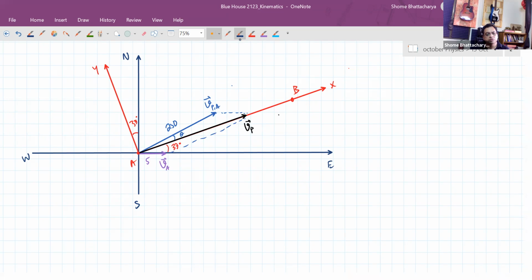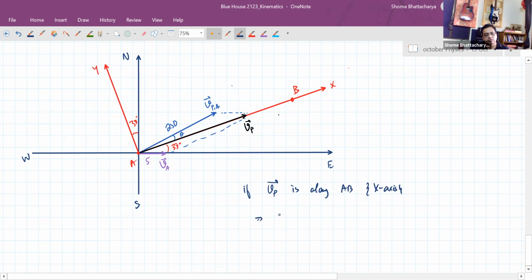Okay. So the simple solution to this is that if this velocity is along AB, that is what we have taken as our x-axis, it implies that VA sine 37 should be balanced by this VPA sine theta.